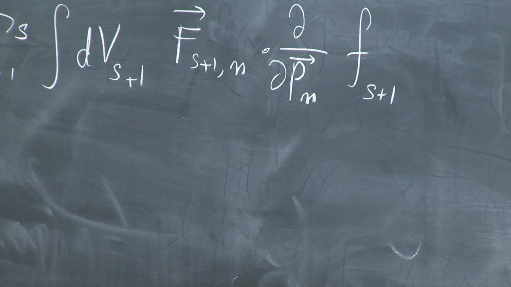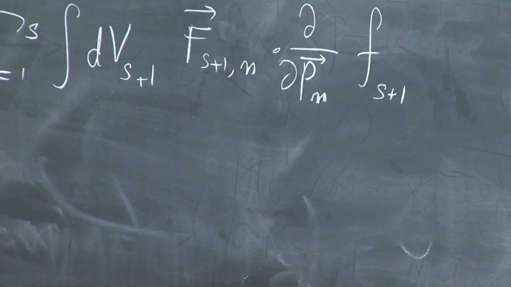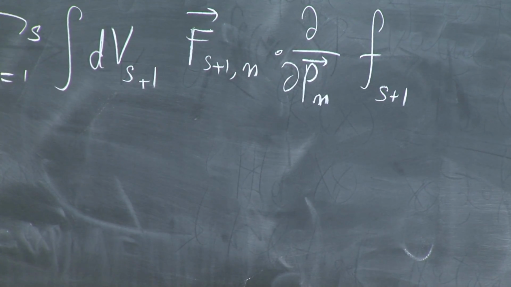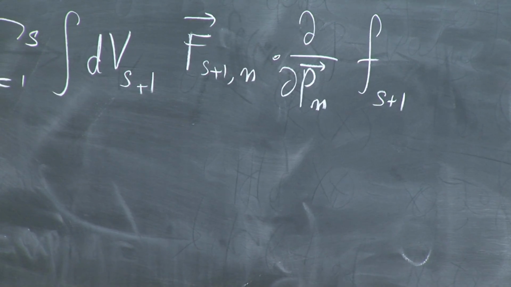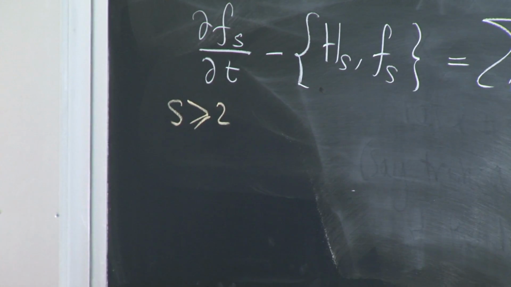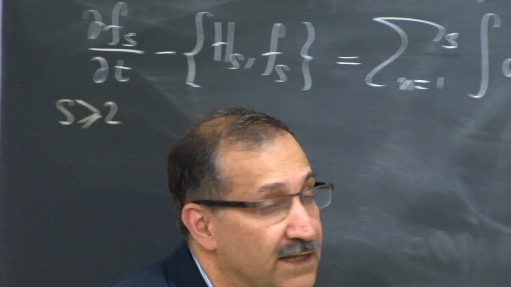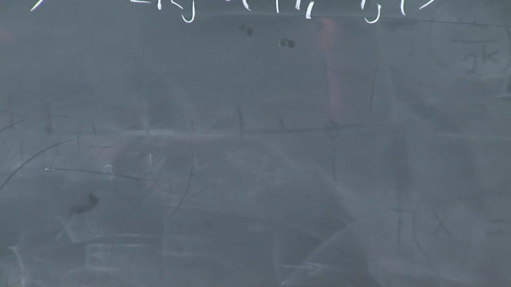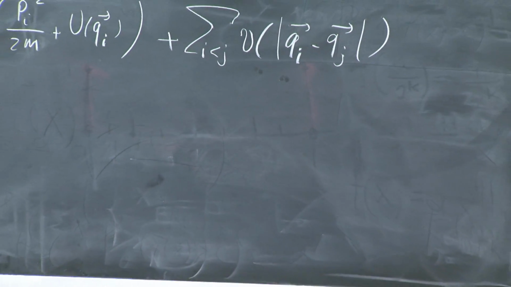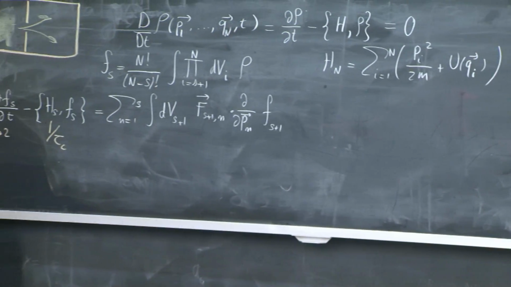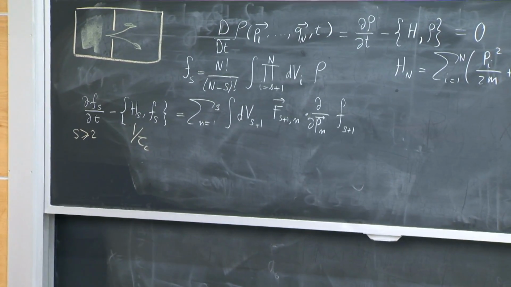Then we said, let's take a look at the typical value of the terms that we have in this equation. And for s that is larger than 2, this Hamiltonian that pertains to s particles will have a collision term among the particles. And that collision term will give you some typical inverse time scale here, which is related to the collision time.